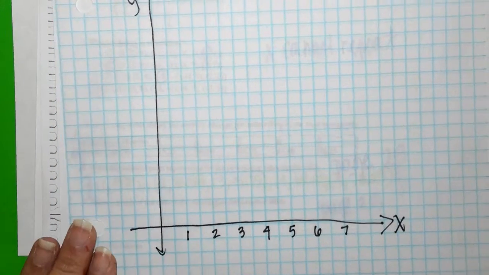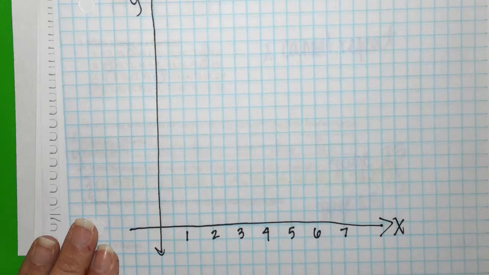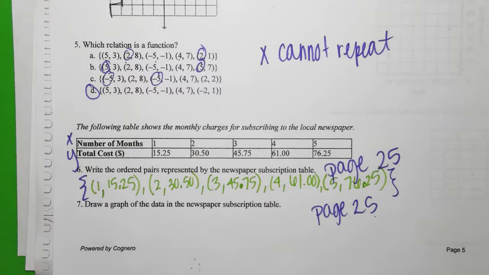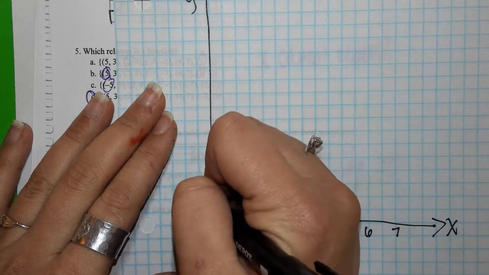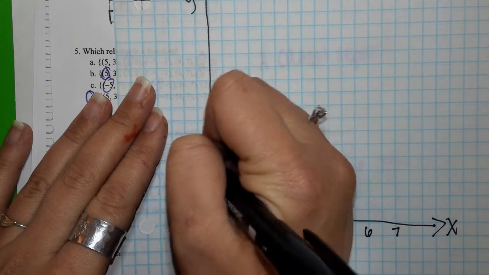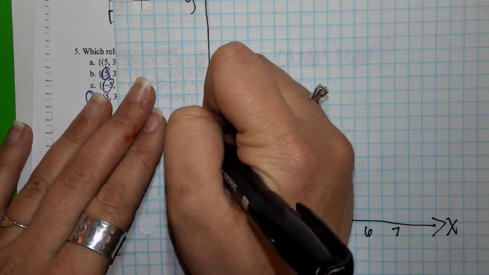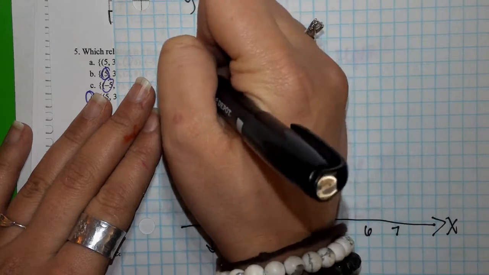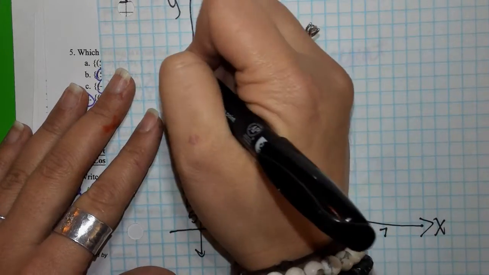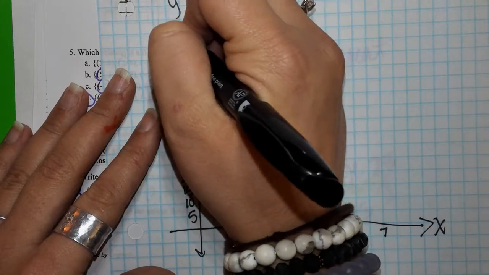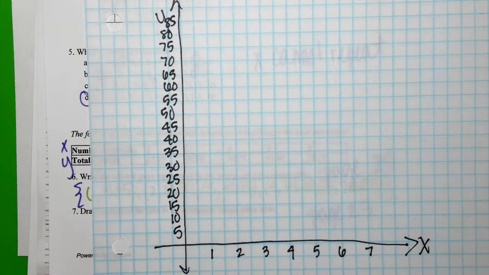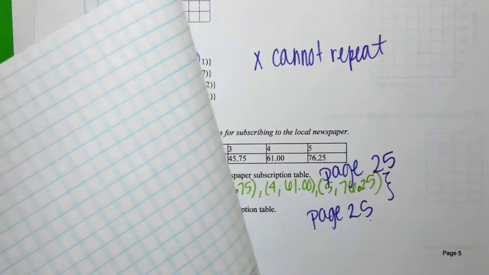Alright, so our x and y axis do not have to be the same units. So our money is 15, then 30, then 45, 61, 76. So how do you think we should count our y-axis? By fives? Awesome, let's do that. Alright, so 5, 10, 15, 20, 25, 30, 35, 40, 45, 50, 55, 60, 65, 70, 75, 80. I went up to 85. Yours at least needs to go up to 75 because our highest number was what, 76? Yep.